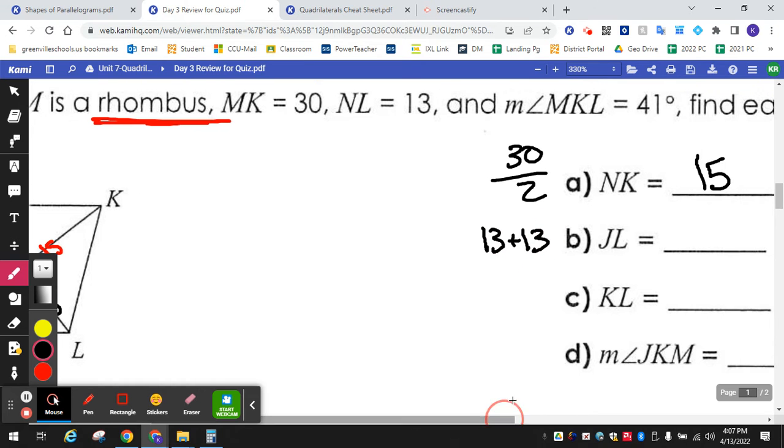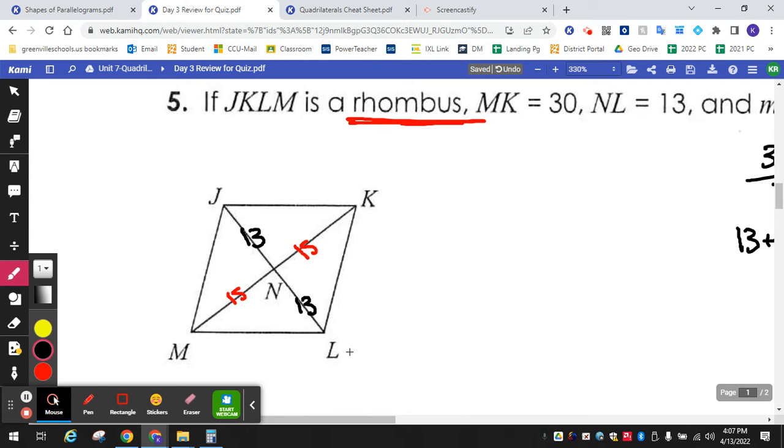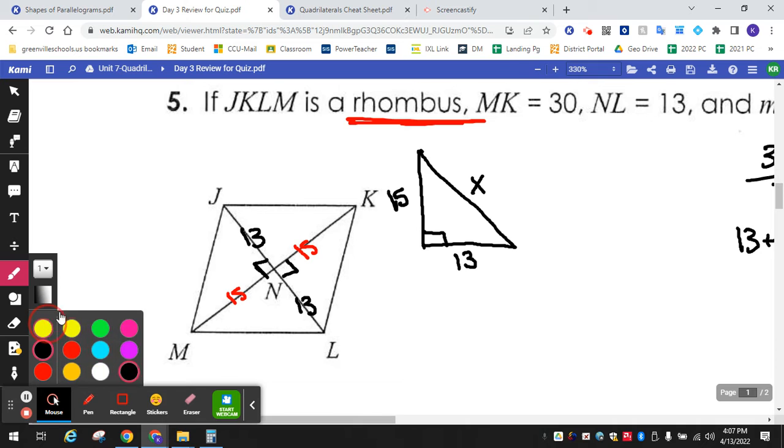So 26. From K to L, all our outsides are equal, but we know nothing about them. But for a rhombus, all of these angles are 90 degrees. So we have two sides and a 90-degree triangle. You guessed it. We have to do Pythagorean. So this is 15, this is 13. We're looking for that from K to L.